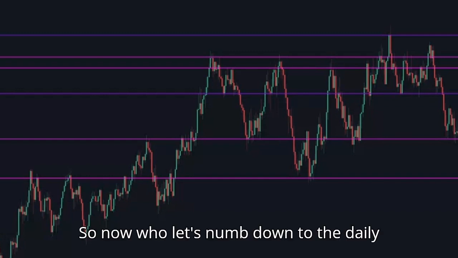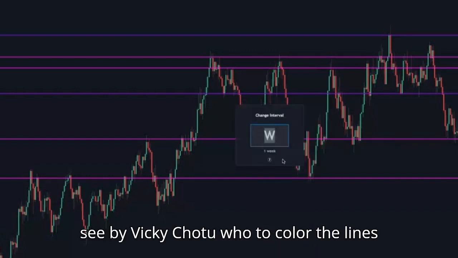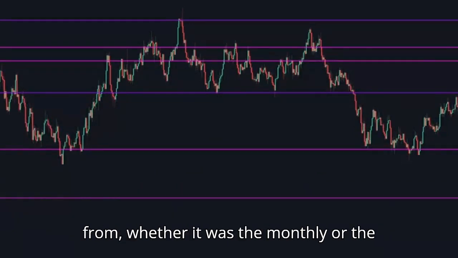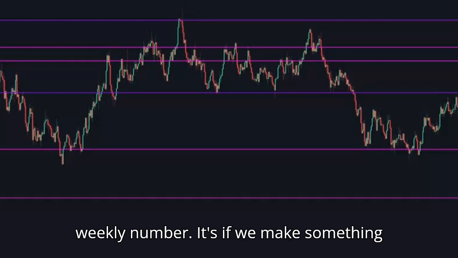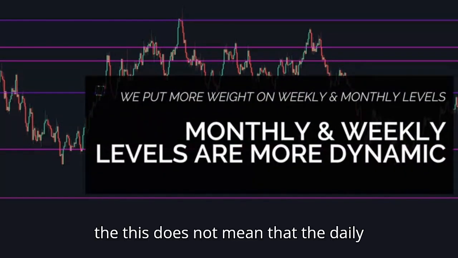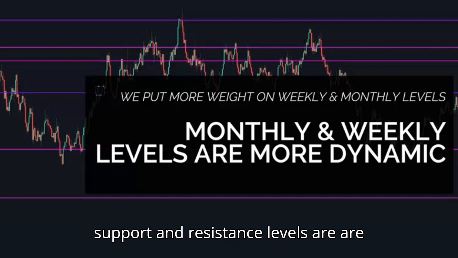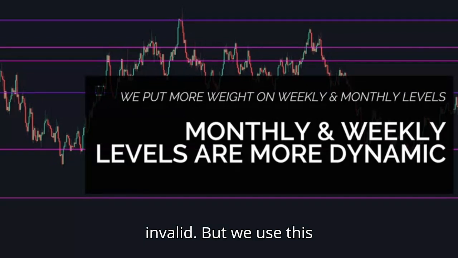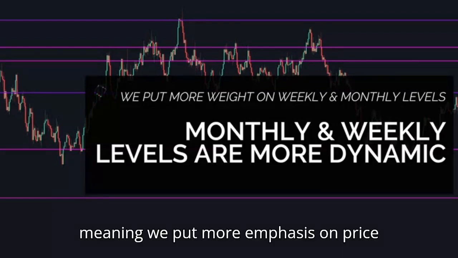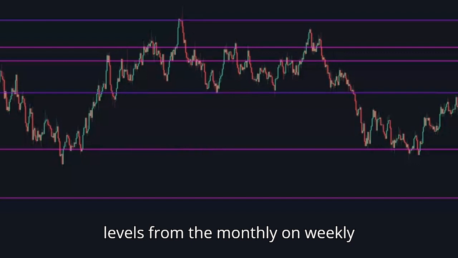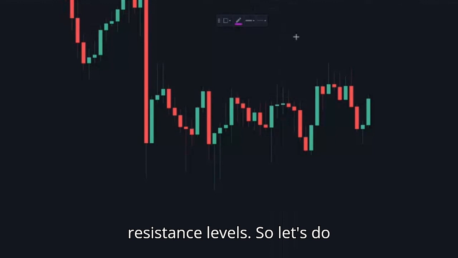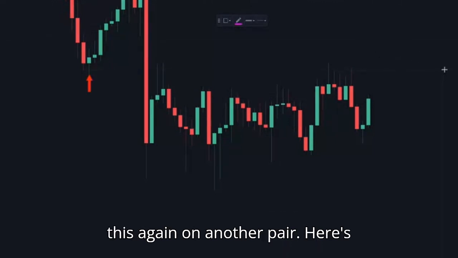So now let's jump down to the daily time frame. Now on the daily, you can see why we chose to color the lines, as they remind us where they came from, whether it was the monthly or the weekly. This does not mean that the daily support and resistance levels are invalid, but we use this method as a scaling technique, meaning we put more emphasis on price levels from the monthly and weekly, as they act as dynamic support and resistance levels.